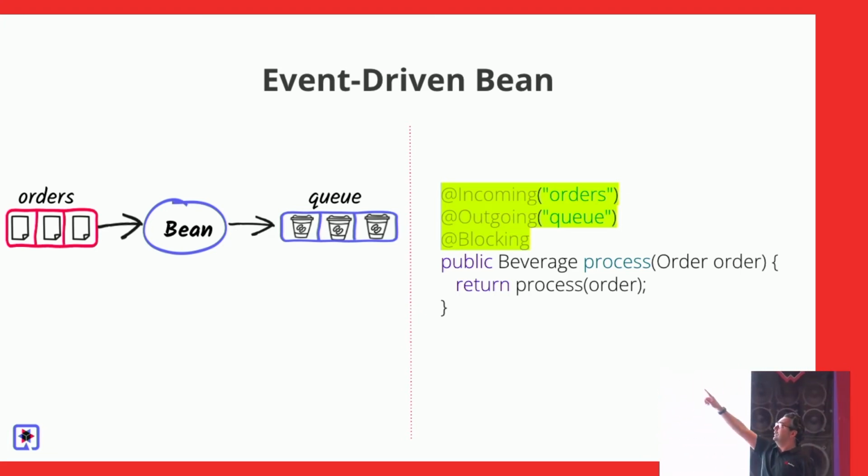I want to read with @Incoming from orders. I want to write using @Outgoing to queue, and I need to say to Quarkus, hey, this is a blocking process, because processing an order to create a beverage takes time. We will see why in a few minutes.